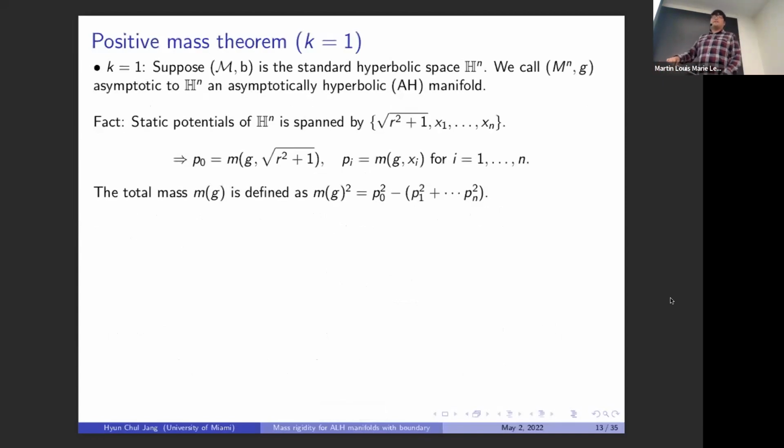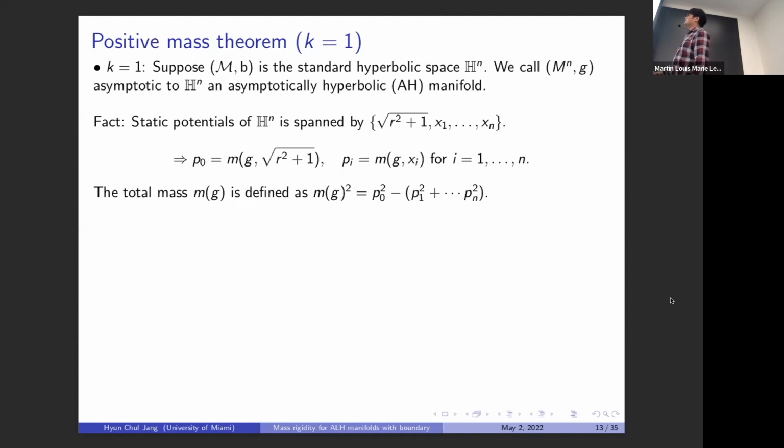Okay, all right, since we defined this mass integral, I'm going to remind you of some positive mass results related to that. In the k equals one case, people work with the standard hyperbolic space as the reference manifold. Then we call this (M, g) asymptotic to H^n an asymptotically hyperbolic manifold. We distinguish it from the locally hyperbolic case because this is a special example. There's no L, right? If I remind you of the fact about static potentials, H^n is going to be spanned by these n plus one functions. So the mass integral we normally consider is this n plus one vector, P_naught, the mass integral with this function, and P_i defined with this xi.